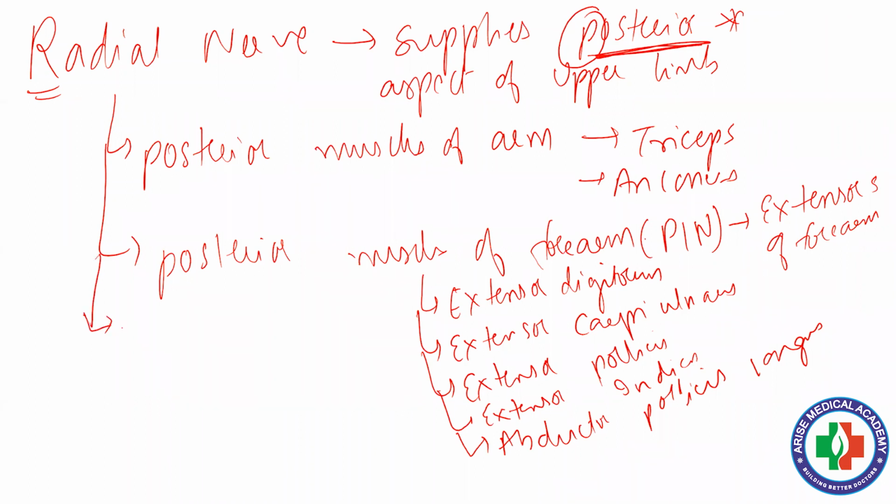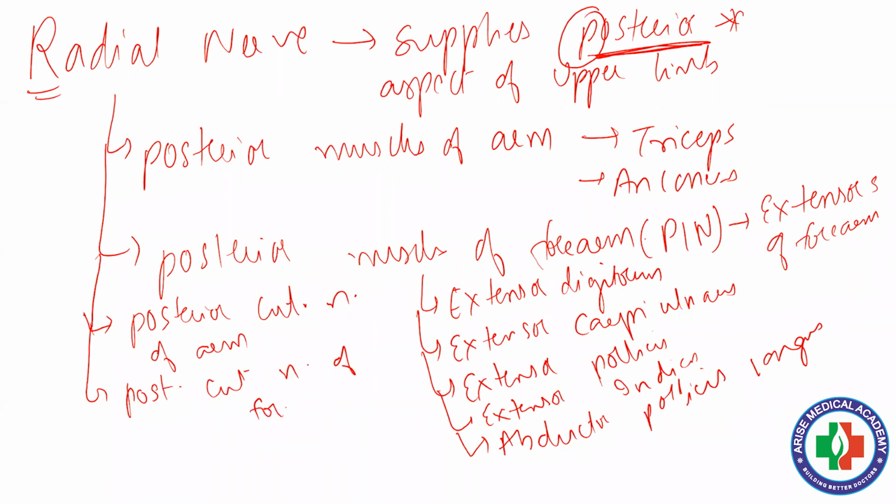Not just the muscles on the posterior side of the upper limb, it also gives rise to everything in the posterior cutaneous supply. So it gives rise to the posterior cutaneous nerve of arm, and the posterior cutaneous nerve of forearm also. And through the superficial branch, it also supplies the skin over the dorsum, or the posterior aspect, of the hand. So through the superficial or sensory branch, it supplies the dorsum of the lateral 3.5 digits.